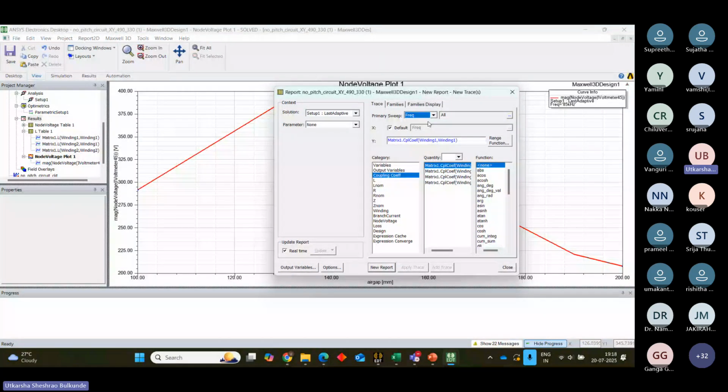Sometimes it happens. This is because you didn't set your mesh properly. So sometimes at some points your result doesn't converge. It happens sometimes, but it's fine. You can just rerun your simulation and see. Magnitude.